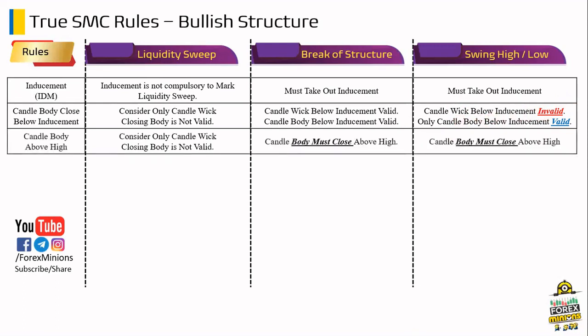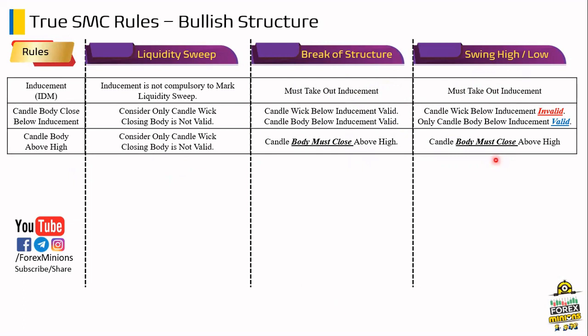Now, the third rule, which is candle body closing above previous high in a bullish market. Here again, for liquidity sweep, we will only count candle wick. Remember, candle body closing above previous high is not a valid liquidity sweep. We will see examples shortly. Secondly, break of structure. After completing the first 2 rules, the candle body must close above the previous high in a bullish market. Similarly, for swing highs and swing lows, after completing the first 2 rules, the candle body must close above the previous high in a bullish market.